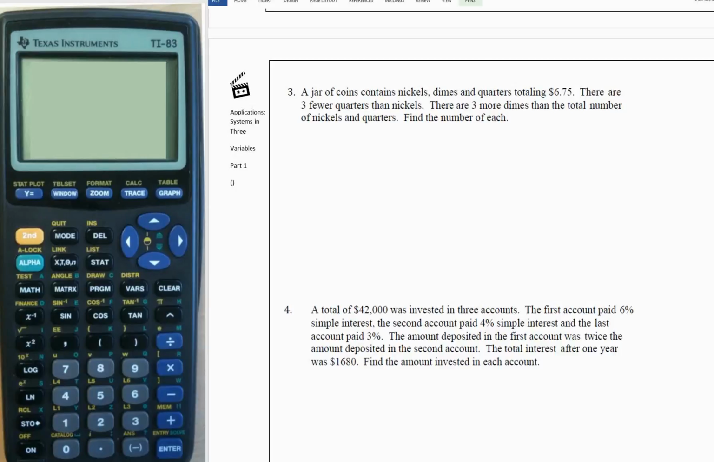We're going to do a couple of applications with 3 equations and 3 variables. And once we set them up, we will use our calculator and a matrix to solve them. Okay, so let's look at this one.